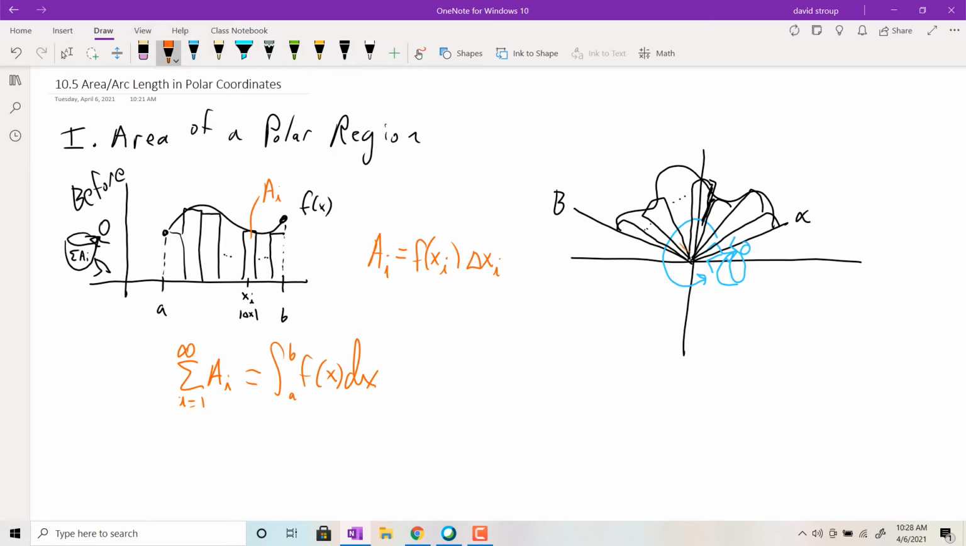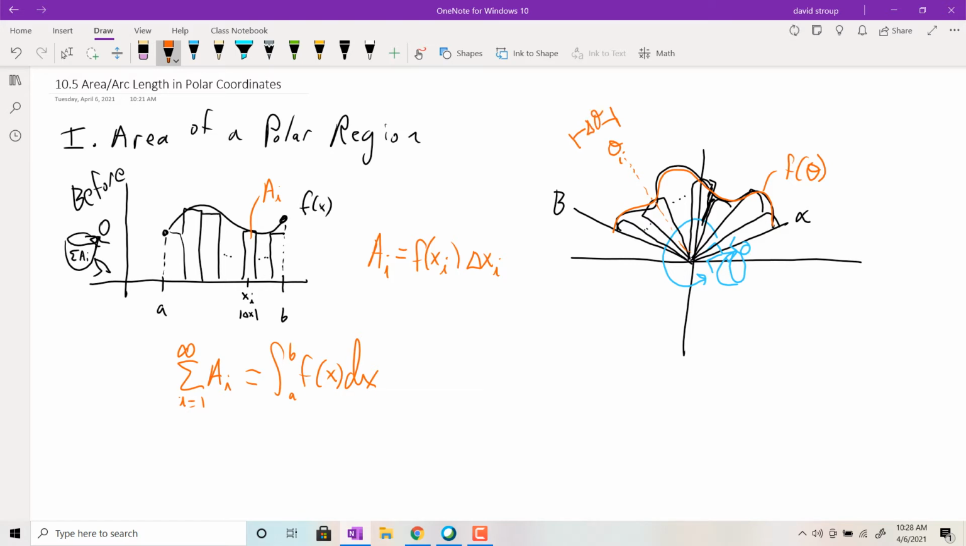Okay. So in particular, let's designate this guy right here to be at angle theta sub i. And the curve that we're tracing out, let's give that curve a name. So we'll call it f of theta. This curve is f of theta. What else? The width of your particular pizza slices, basically from here to here, we'll call that change in theta instead of change in x.